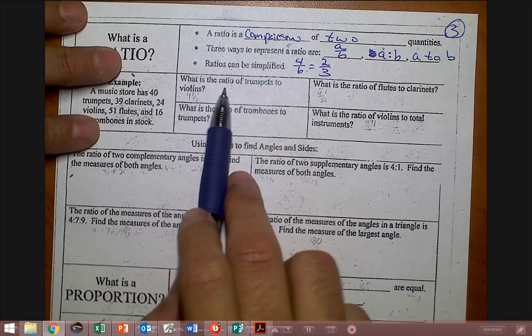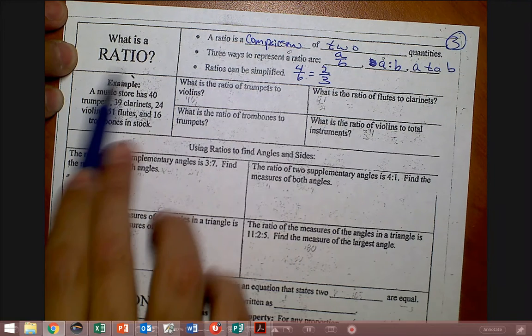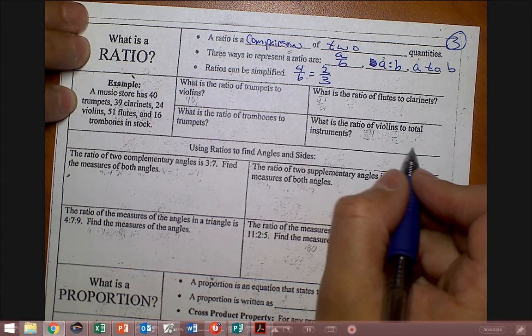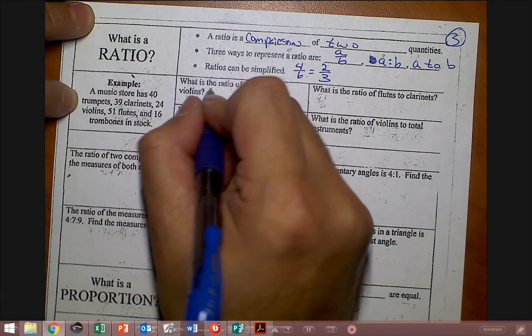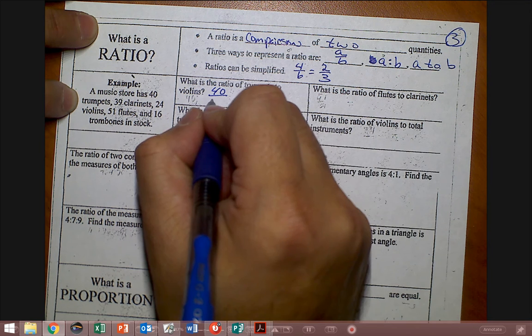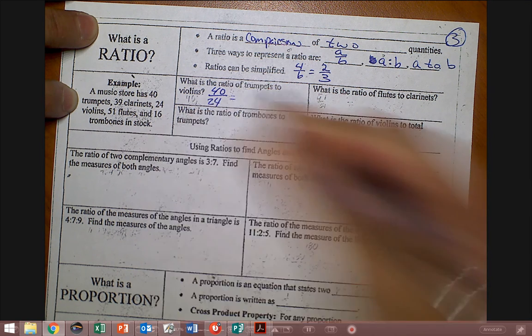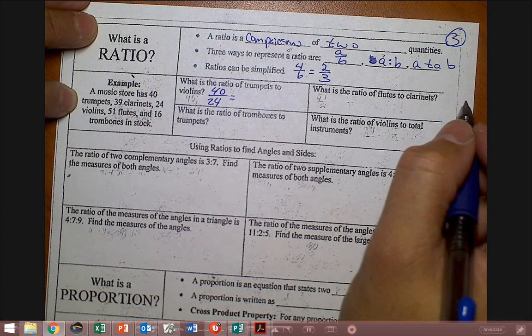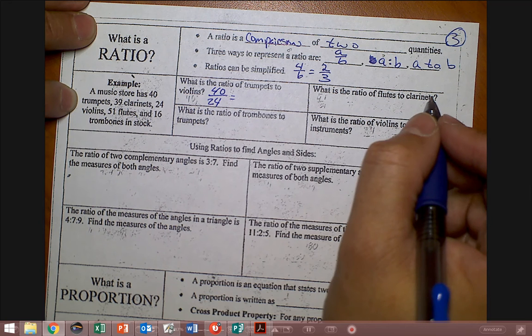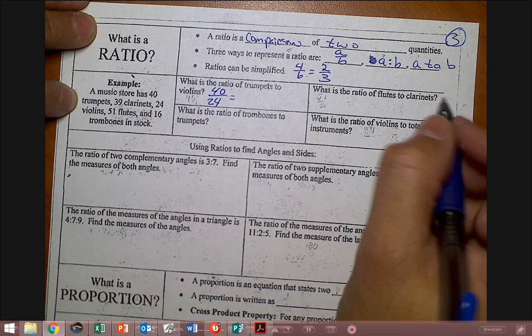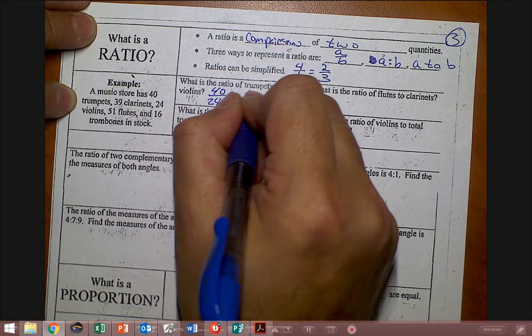Now, what is the ratio of trumpets to violins? We have all this information over here. How many trumpets are there? 40, over how many violins? 24. Does that reduce? Yes. Tell me, what does it reduce to? 5 and 3, yes, very good. So it's going to be 5 over 3.